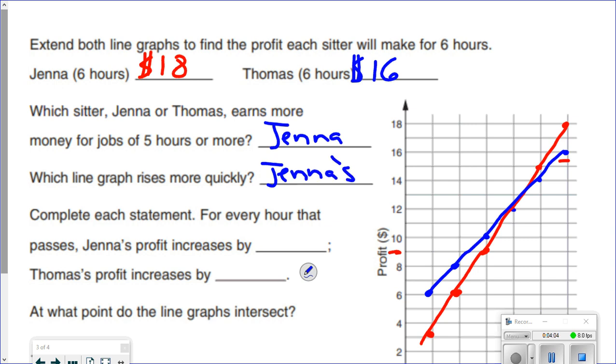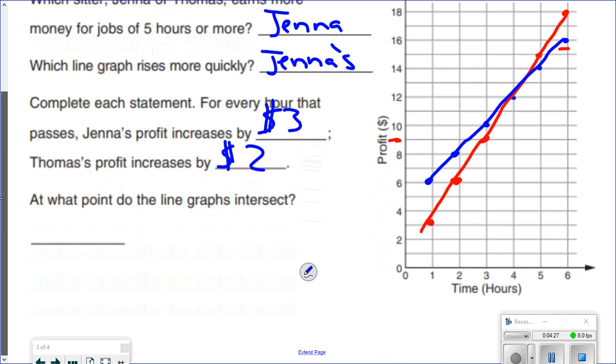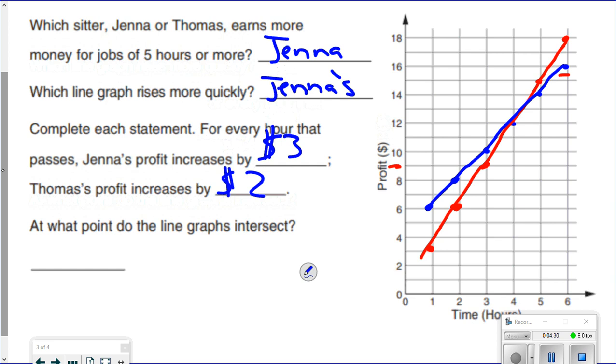Complete each statement. For every hour that passes, Jenna's profit increases by $3, right? And how much does Thomas's profit increase by? Increase means go up. His is always going up by $2, except for that very first time he made $6. At which point do the lines intersect? This is where you're going to have to write some coordinates. Our bottom line is first, so they intersect right here, right? We're at the 4, so it'd be 4, comma, 12. That is where they intersect.